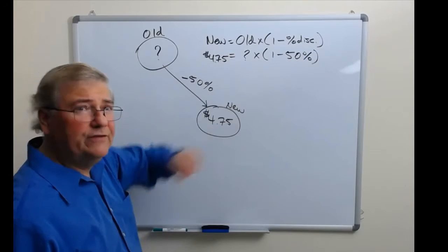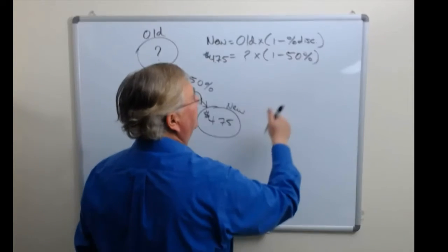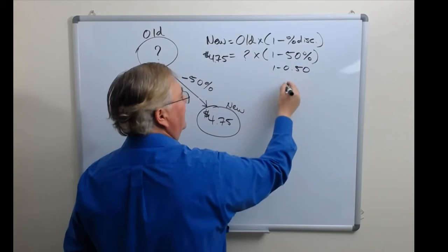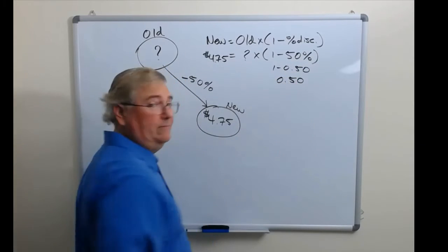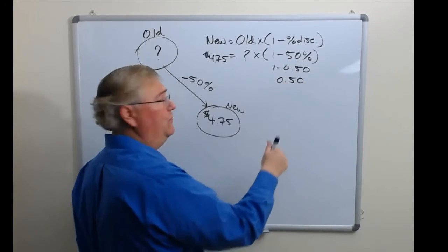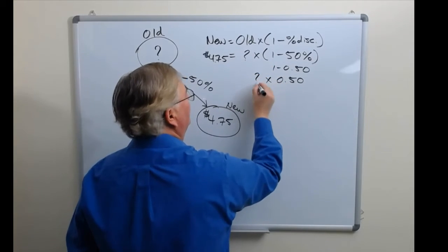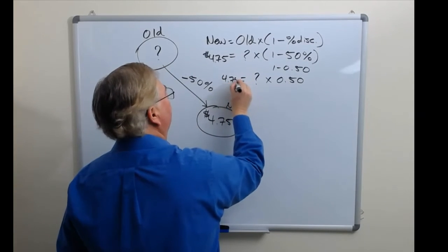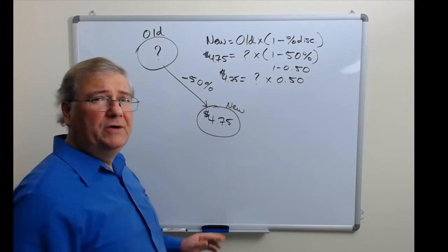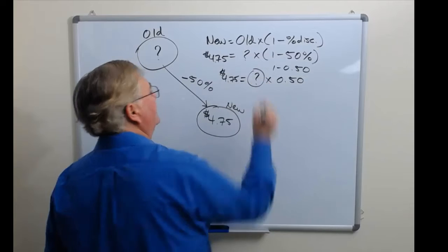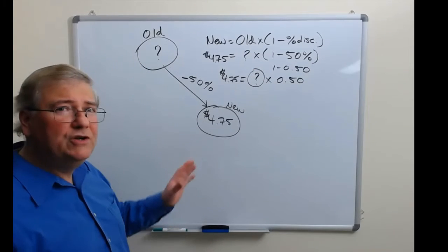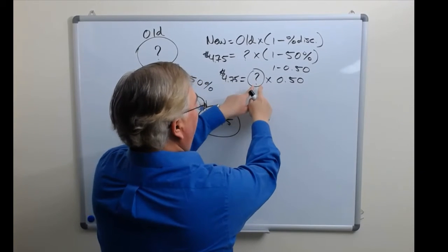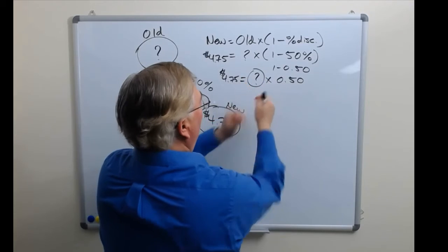And then once again, we just crunch out the numbers here. We work out the parentheses first. 1 minus 50% is 1 minus 0.5, which is the same thing as 0.5, right? Makes sense. 1 minus 0.5 is 0.5. Multiply that by some old number, some original price, and that's equal to $4.75. Okay, at this point, we have to solve for this number. And the way we should go about this is to isolate the question mark, this number right here. We have to get this all alone on one side of the equation.